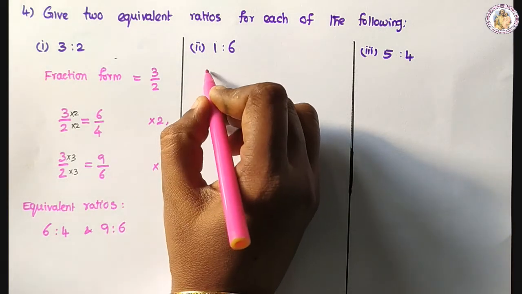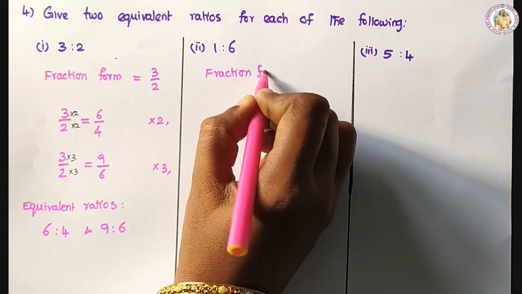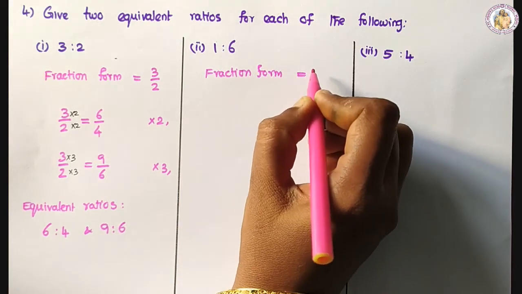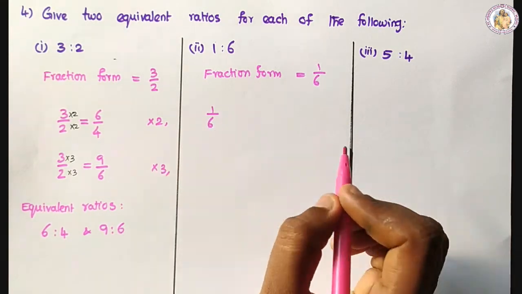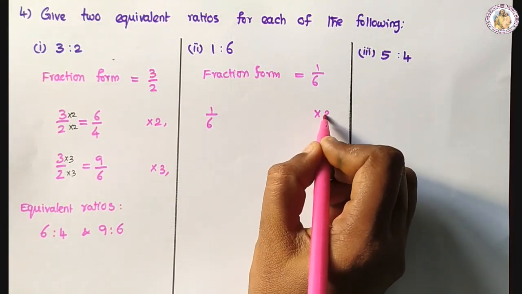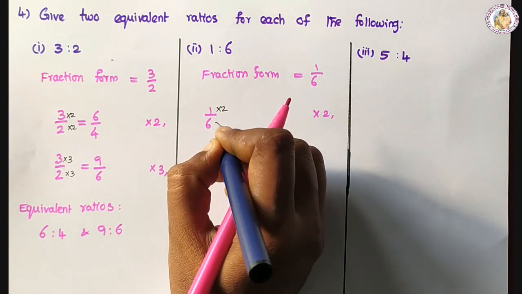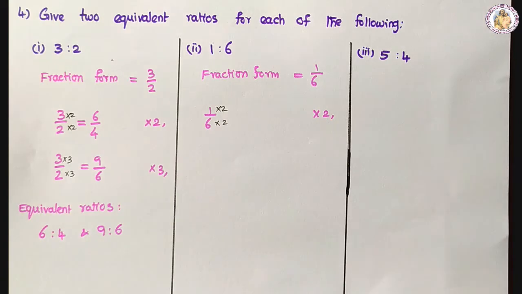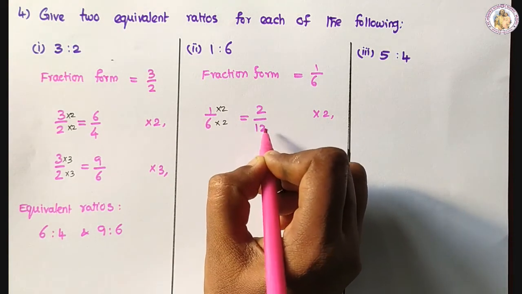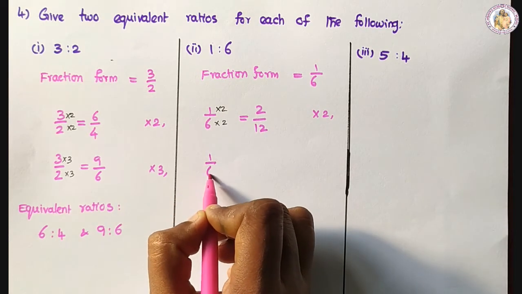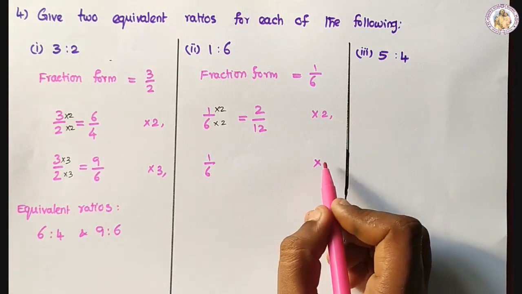Next one, 1 is to 6. In fraction form, 1 by 6. Now 1 by 6 multiply by 2 first. So that is 1 into 2 and 6 into 2. That is equal to 1 2s are 2 divided by 6 2s are 12. And 1 by 6 multiplied by 3.